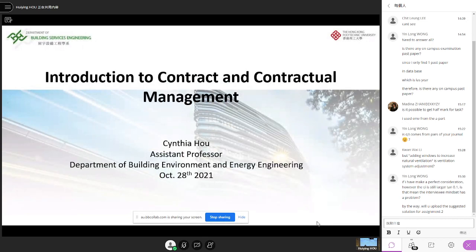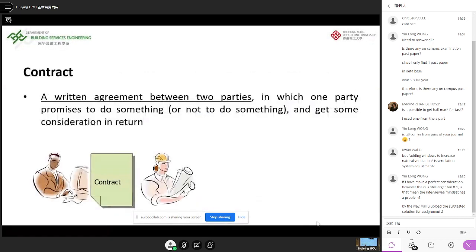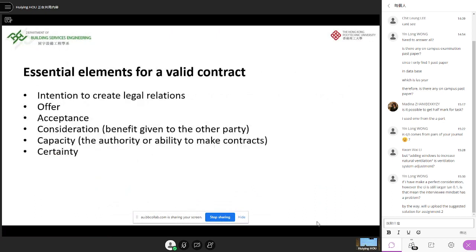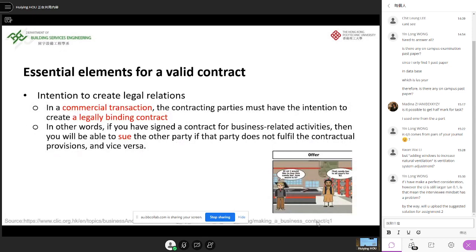Next, contract and contractual management. What is a contract? In this lecture, I talk about general contract first. What are general contracts? And what are the essential elements for a valid contract? This is about general contract. So usually it includes intention to create legal relations, offer, acceptance, consideration, capacity, and certainty.